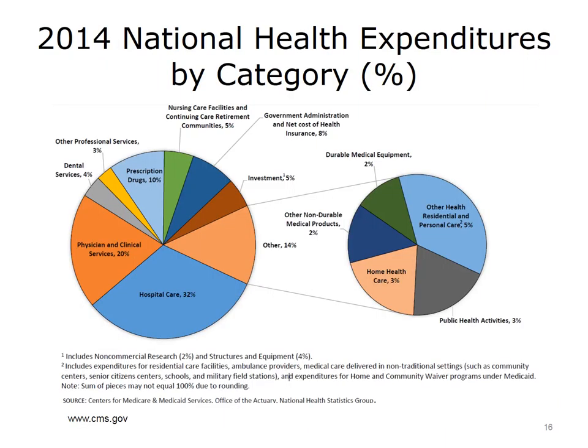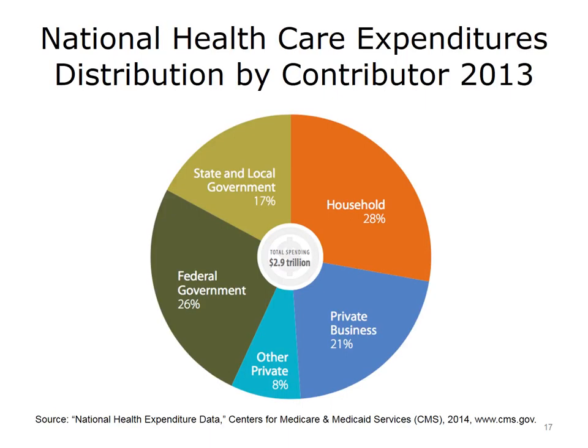This chart illustrates the data from the previous slide as a percentage of total spending. As seen on the bottom left of the slide, hospital care and physician services represent slightly more than 1/2 of total spending. Another method of classifying healthcare spending examines the contributors to the funds used to pay for services.